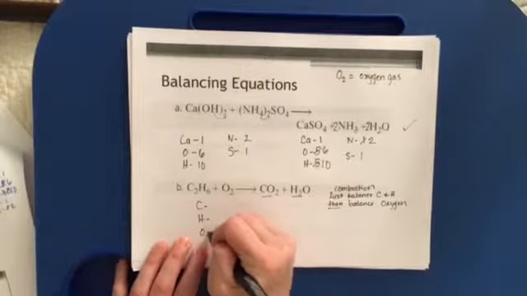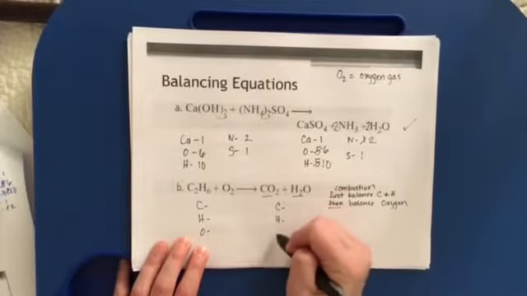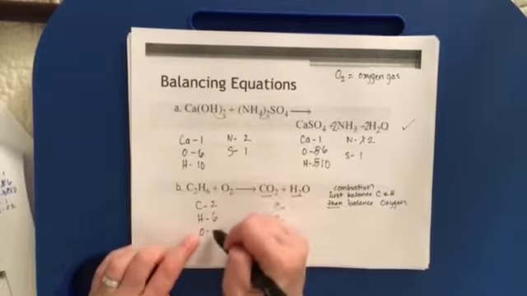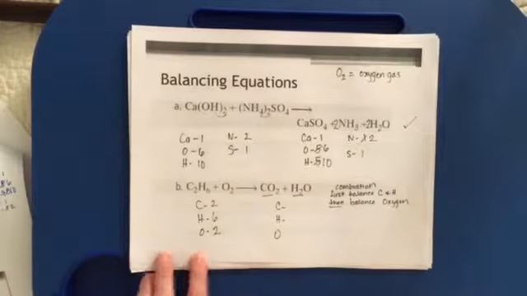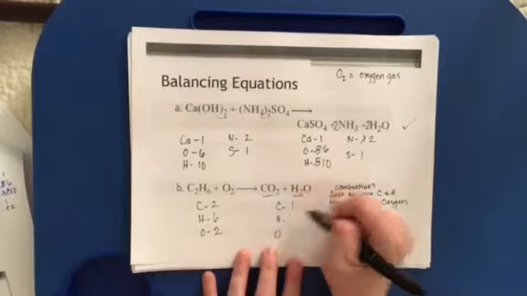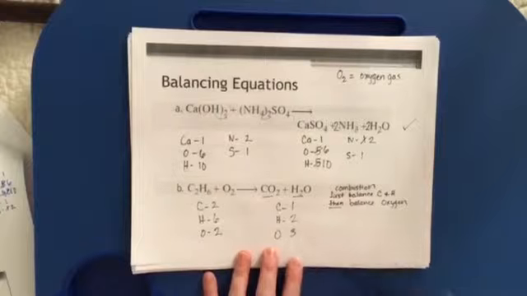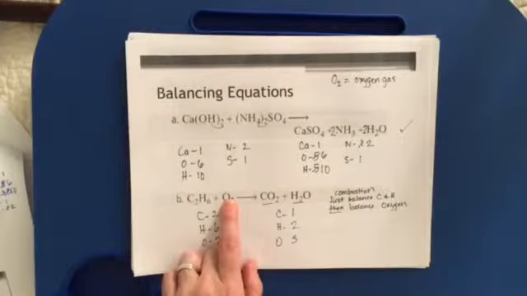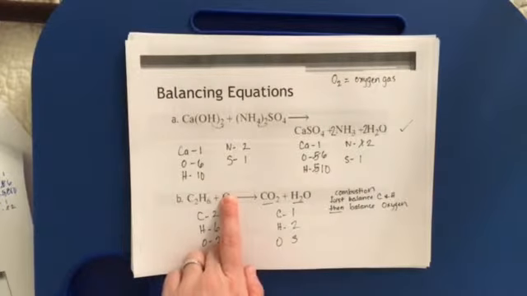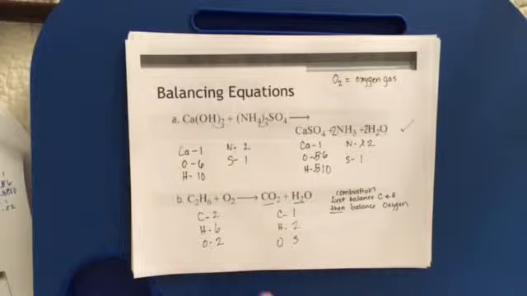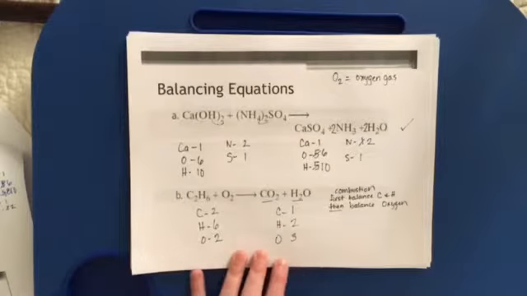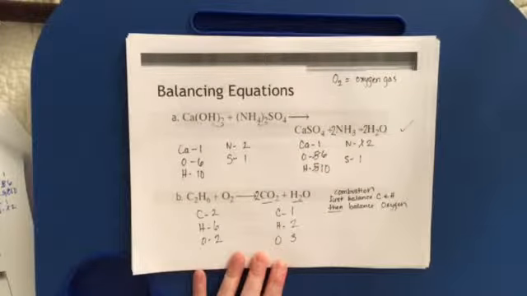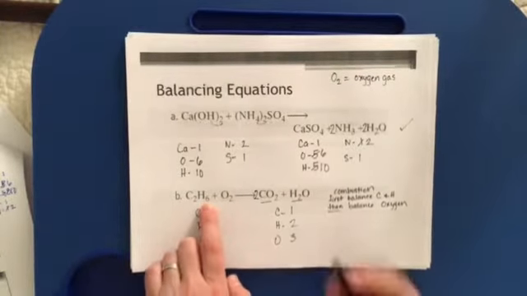So I've got C, H, and O on each side. Here I've got 2 carbons, 6 hydrogens, 2 oxygens. I've got 1 carbon, 2 hydrogens, and 3 oxygens. So I'm going to ignore the oxygens. The reason I'm doing that is because oxygen's by itself, and so I can play with that later and not affect more than 1 element. So I'm going to just balance carbon and hydrogen. So we've got 2 there, so I'm going to put a 2 in front of the CO2. And then for water, there's 6, so I'm going to put a 3 there.